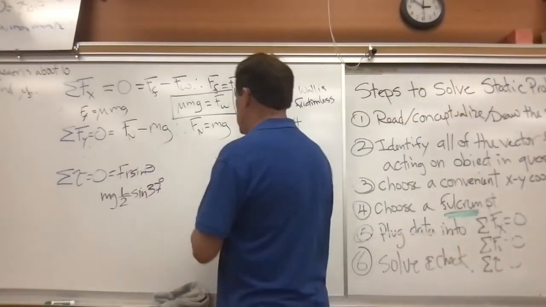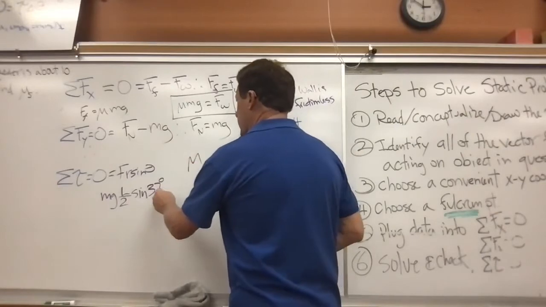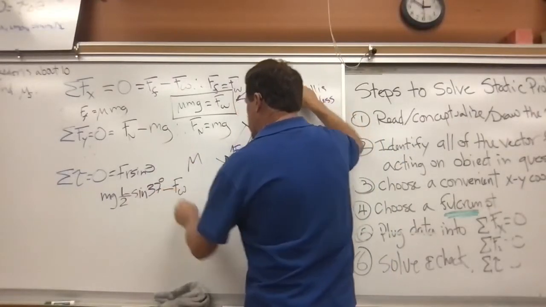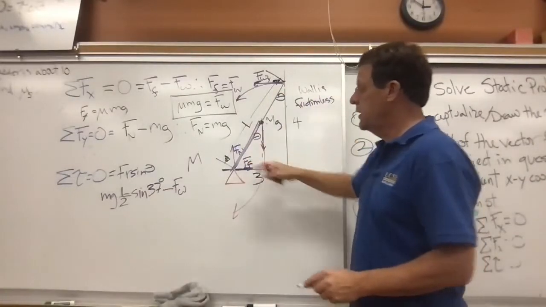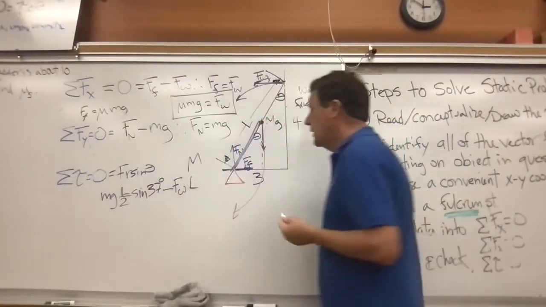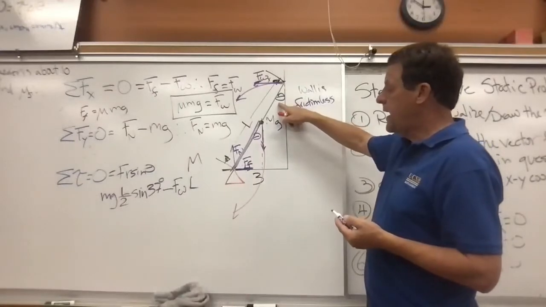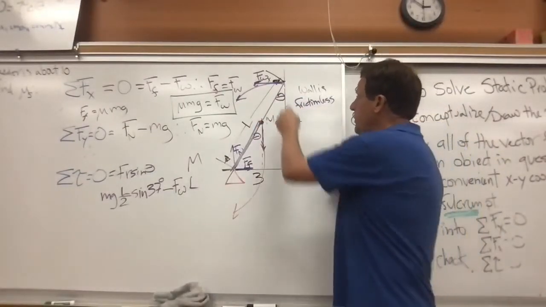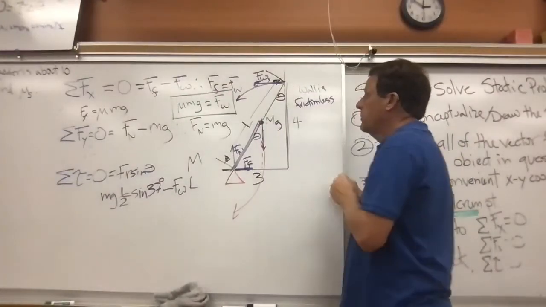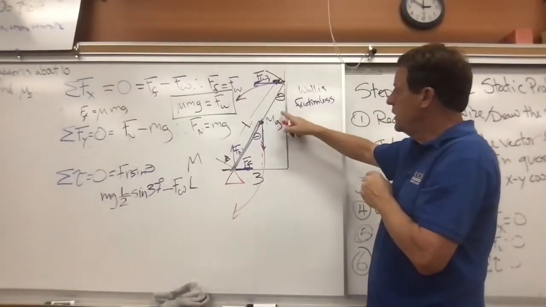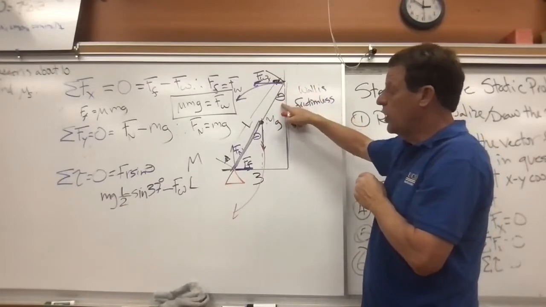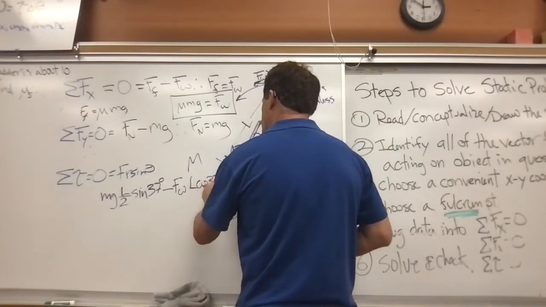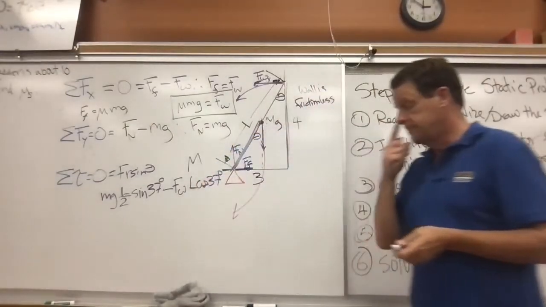All right, so now we're going to say minus. Now we're going to have the force of the wall, and the distance from here to here is going to be L. And for that angle, we want the perpendicular component, and that is going to give us L cosine theta. And our theta is 37 degrees.